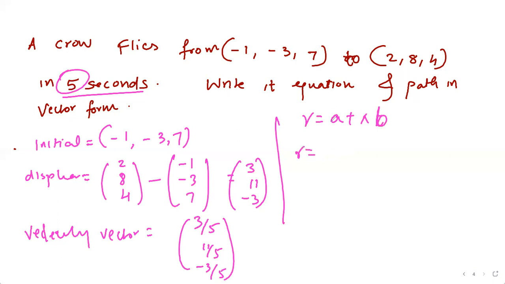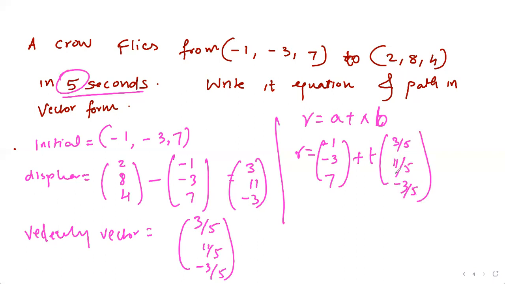So r equals, what we get is, a is (-1, -3, 7), plus t times (3/5, 11/5, -3/5). And if you take time t as 5, you will get the exact coordinate. If you put t as 5 here, you can see that you're getting exactly (2, 8, 4). The 5 gets cancelled, so 3 and -1 is 2, 11 minus 3 is 8, and -3 plus 7 becomes 4. So this is an easy way to check.